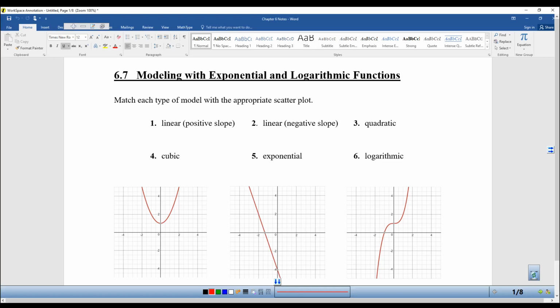This is section 6.7, Modeling with Exponential and Logarithmic Functions. So we're actually going to take a step back and look at all the functions that we've learned this year. I think you're going to be pretty pleased with yourself. We've learned linear, quadratic, cubic, exponential, logarithmic. So hopefully you have a good sense of all the different shapes. See if you can go ahead and match which graph goes with each of the functions.